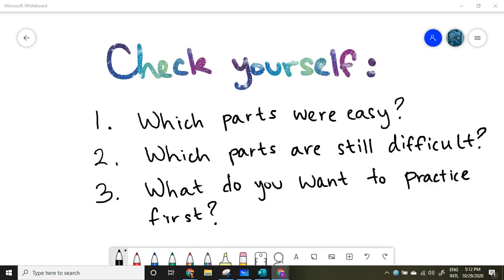Which parts of this quiz were easy for you? Which parts of math are easy for you right now when we do multiplying? Which parts are still difficult for you? You might have a lot of things you notice that you need to practice, but what do you want to practice first? Make sure to let me know. That way we can help you grow and be even more successful next week than you were this week.